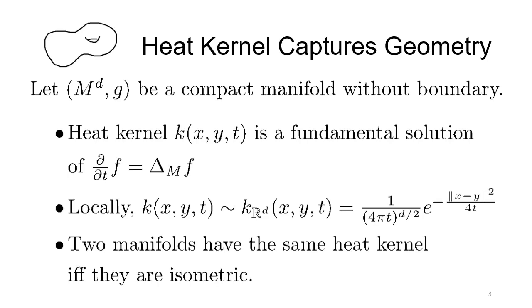Moreover, if you have two manifolds or two surfaces that have the same heat kernel, then this is equivalent to saying these two surfaces are isometric, meaning there is a map between these two manifolds that preserves the lengths and angles.